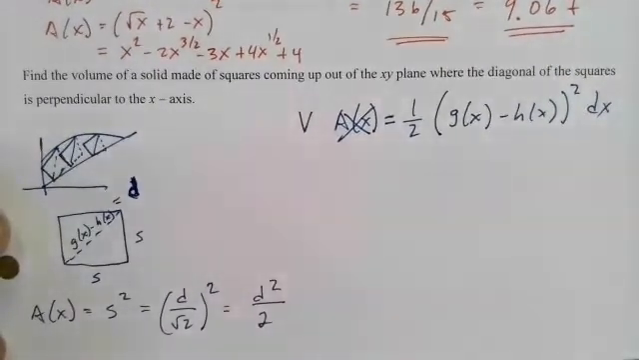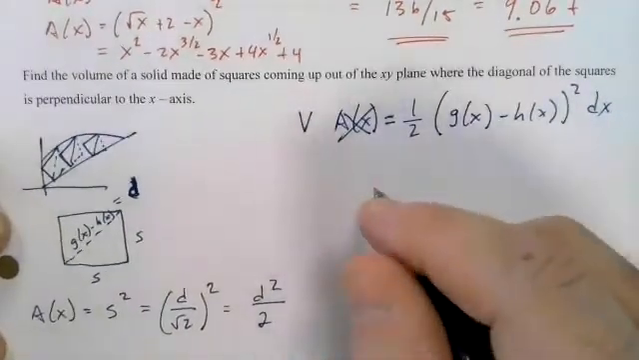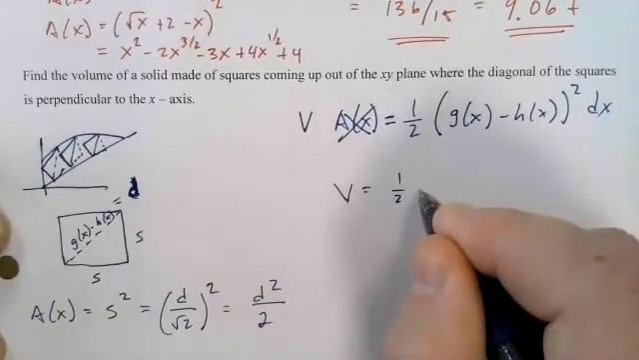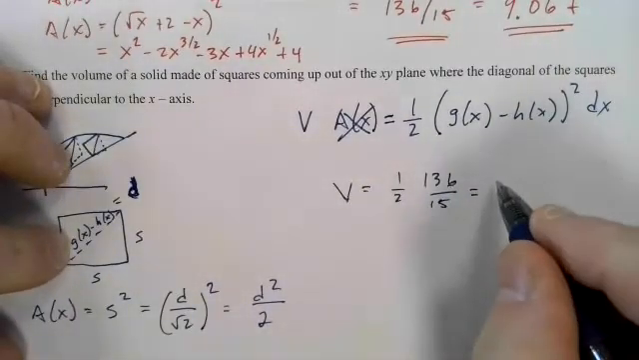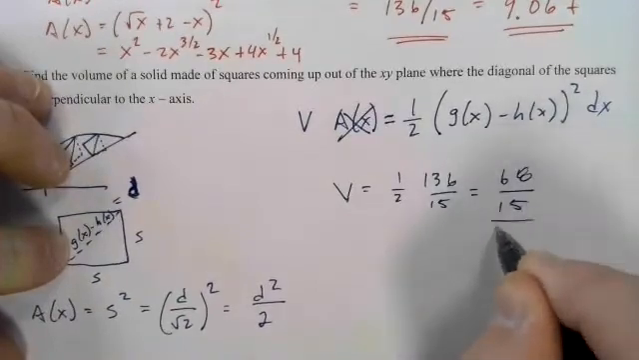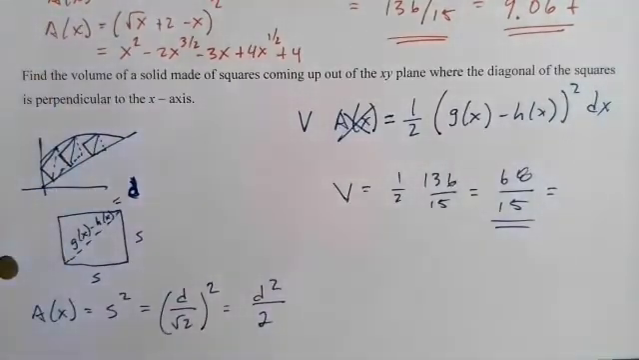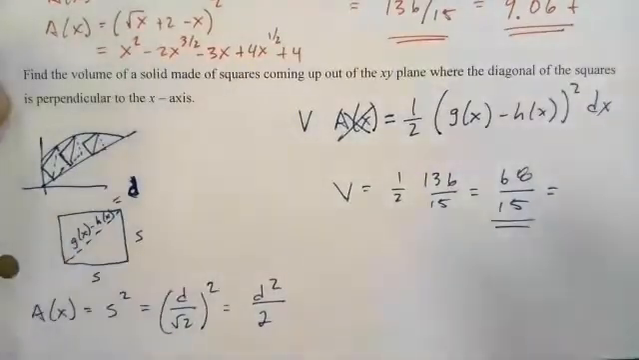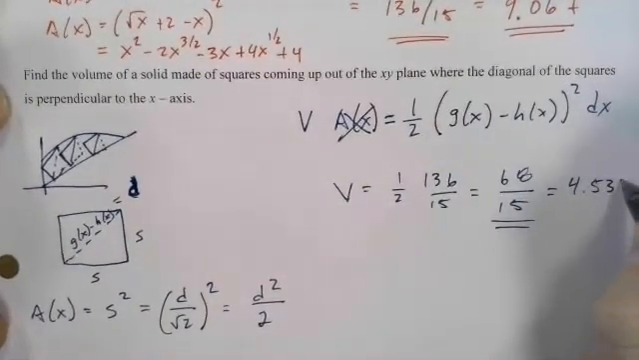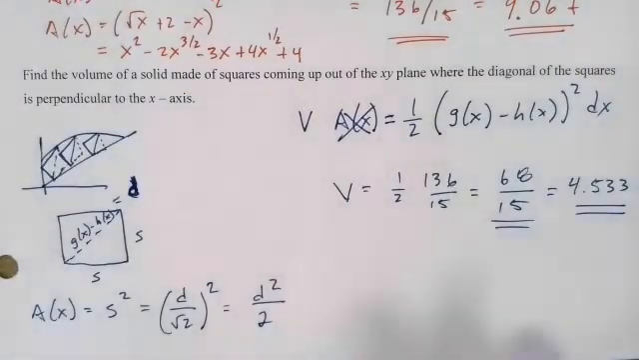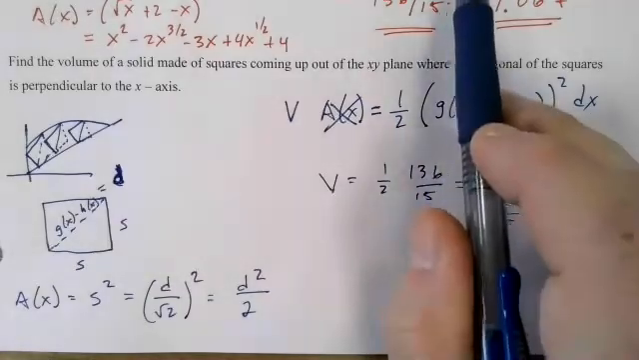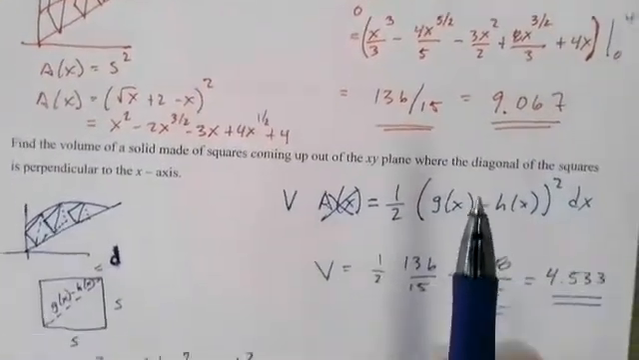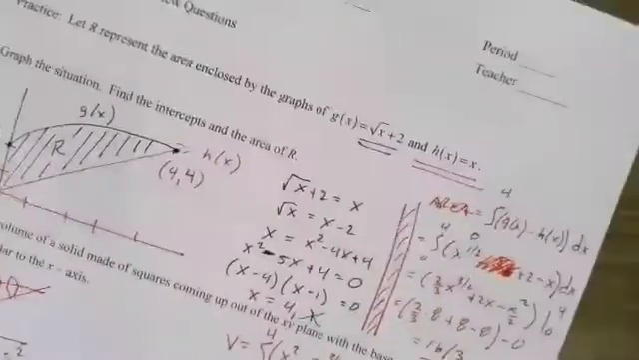Well, finally some good news. It's about time. We already did that. So the volume of this one, which is 1/2 of 136 over 15, would get you 68 over 15. Acceptable. Or 4.533. Also acceptable. Notice we already did all this nasty integral calculus up here. That's where these numbers are coming from. Crazy. Okay. Onwards.